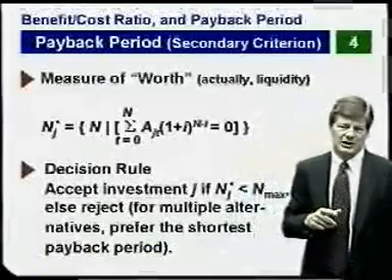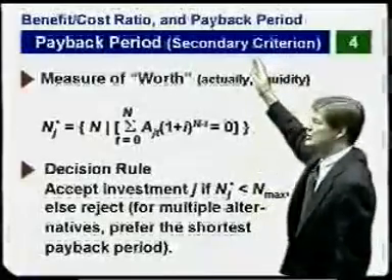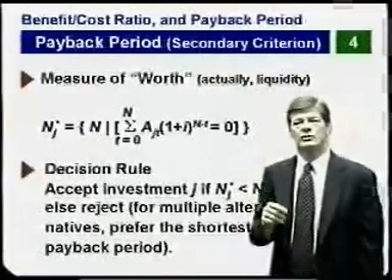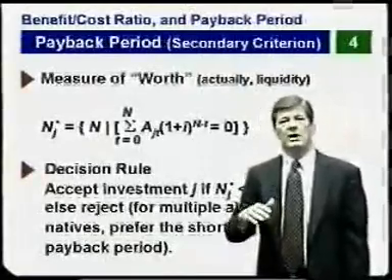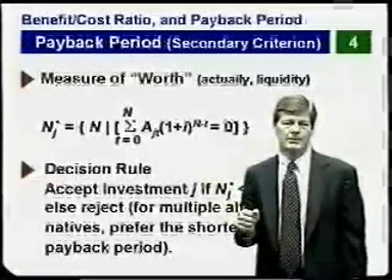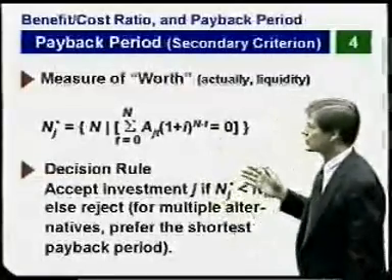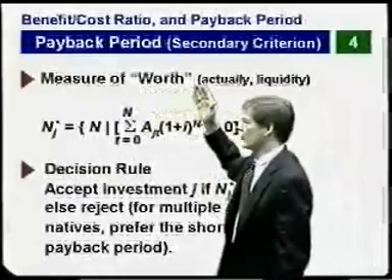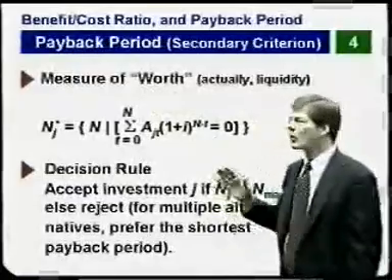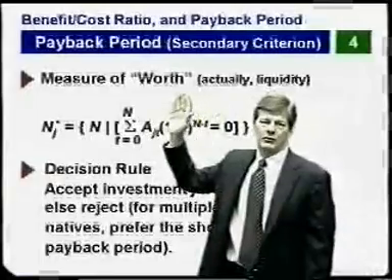Let's now talk about the second criterion, payback period. This is a popular secondary criterion, and by secondary I mean this one is often used in conjunction with the other criteria that we've talked about up to this point in the course. It has a measure of "worth" and a decision rule. You'll notice that I've put quotation marks around the word worth. This particular criterion is more a measure of liquidity than it is necessarily of worth.